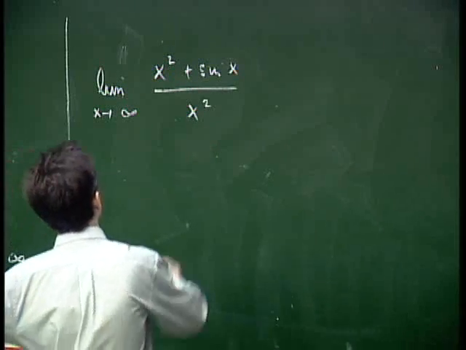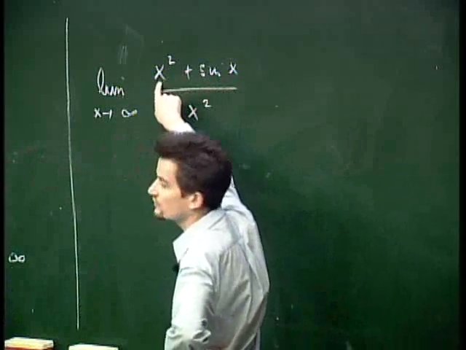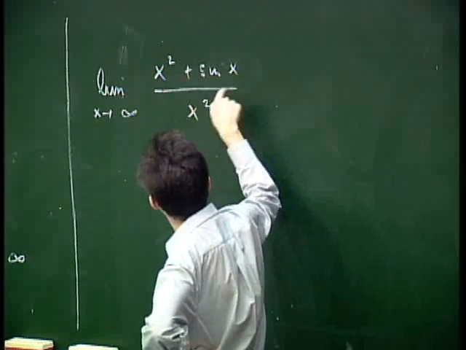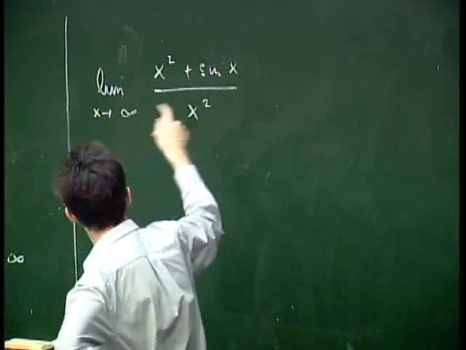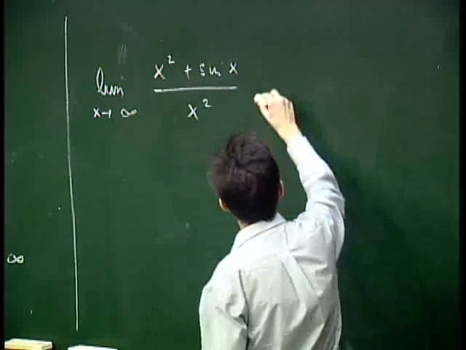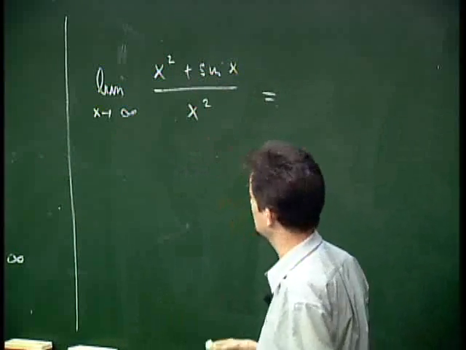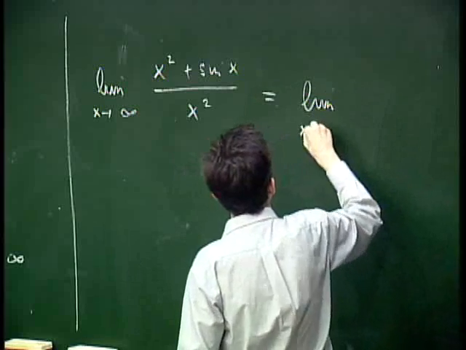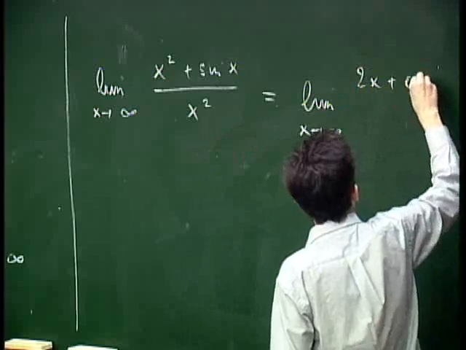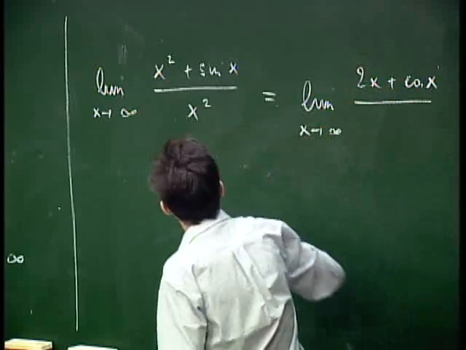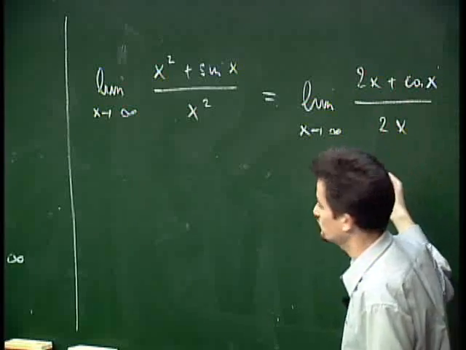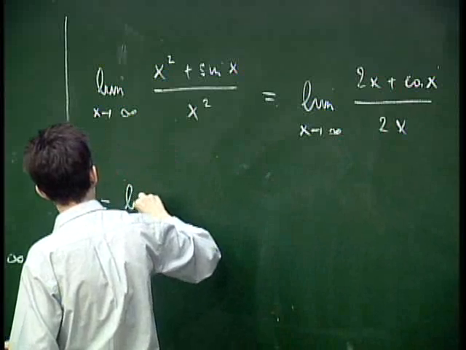Because the sine term doesn't make a big difference for the growth of x squared, because sine of x is larger or equal than -1 and smaller or equal than 1. So still this function will tend to infinity. So we have infinity over infinity, and we can use the rules of L'Hopital, or we can try to use them. The derivative of the numerator is 2x plus cosine of x, and the derivative of the denominator is 2x. Again, we have infinity over infinity.